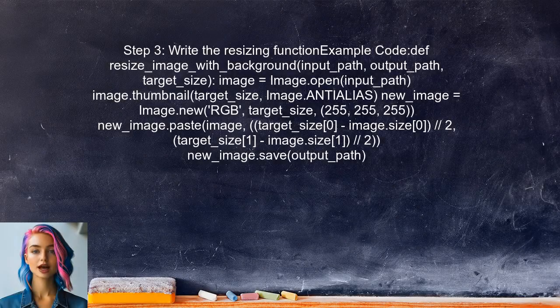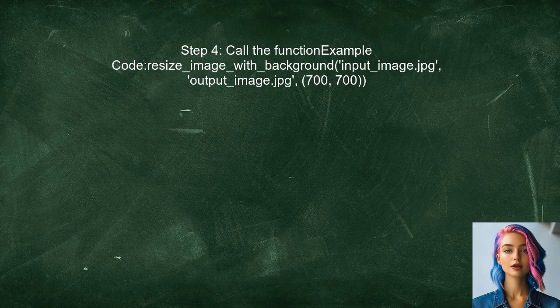Now, let's write the function to resize the image while maintaining its proportions. The user will need to calculate the new size and create a new image with a white background. Finally, the user can call this function with the desired input and output paths, as well as the target size. This will create a new image with the specified dimensions.